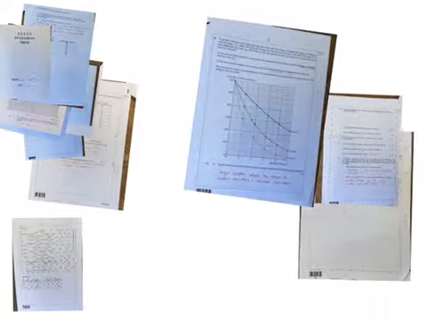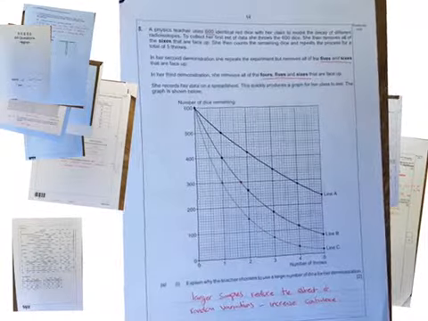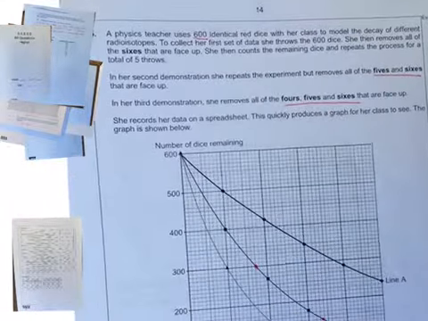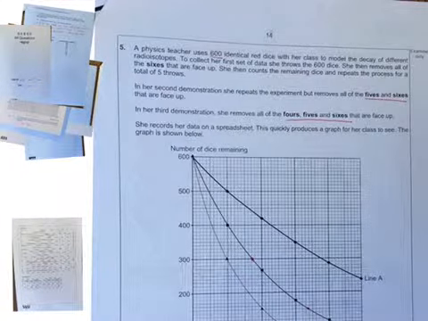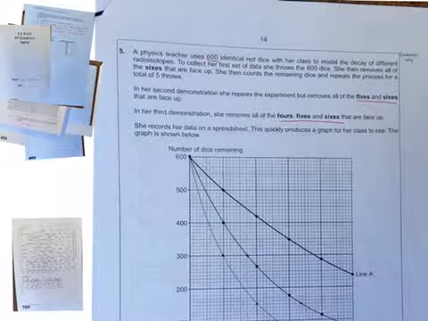Up to the last few pages. Yeah, 3 pages. This one is a beast. So I'm going to try and get this done in 5 minutes. A physics teacher uses 600 identical red dice. I don't know why the colour is important.